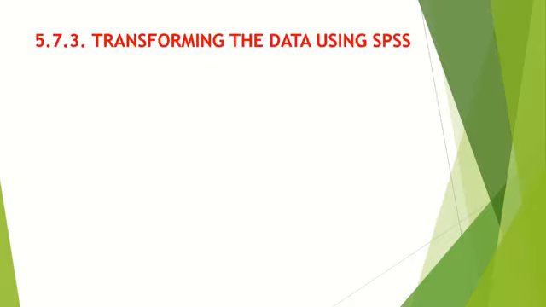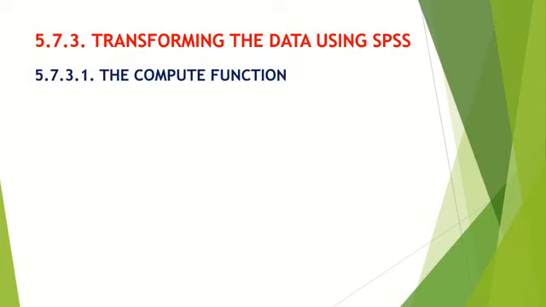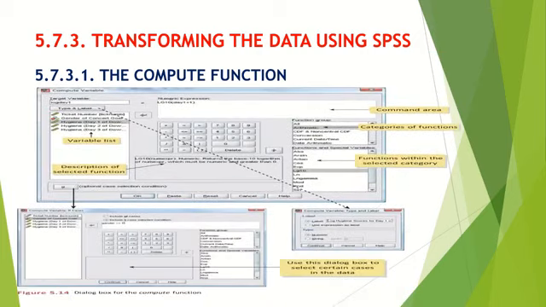So how do we transform the data using SPSS? But before that, let us first familiarize ourselves with the compute function. The parts of the compute function. On the upper right corner is the command area. This one. Below the command area is the function group. There you can see the categories of functions, and below is the functions and special variables.